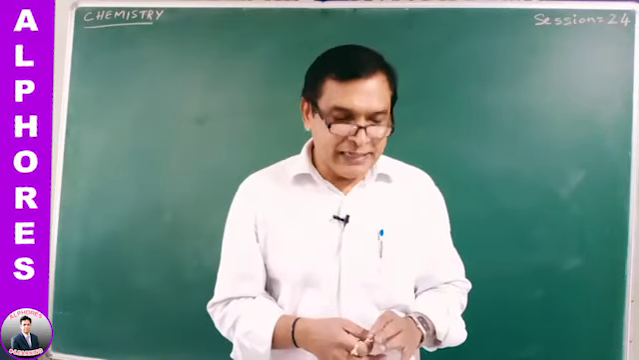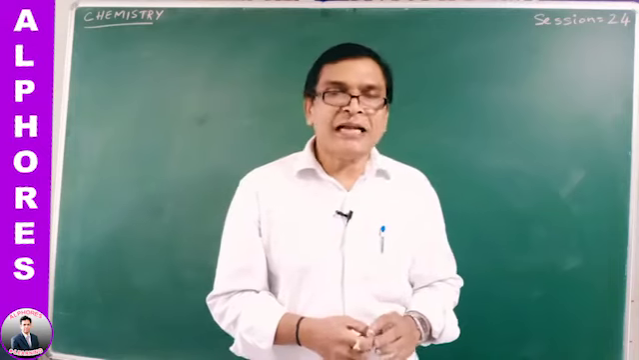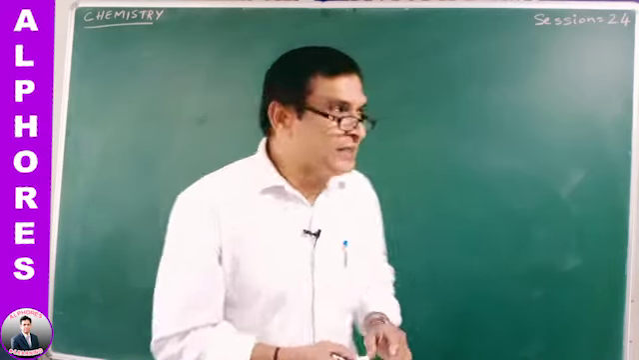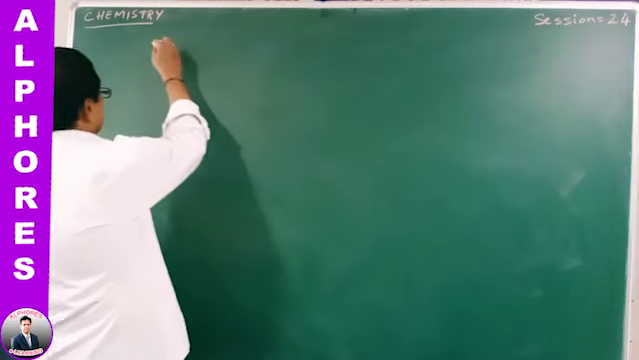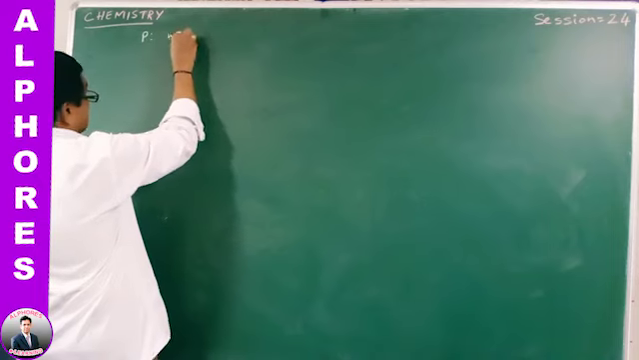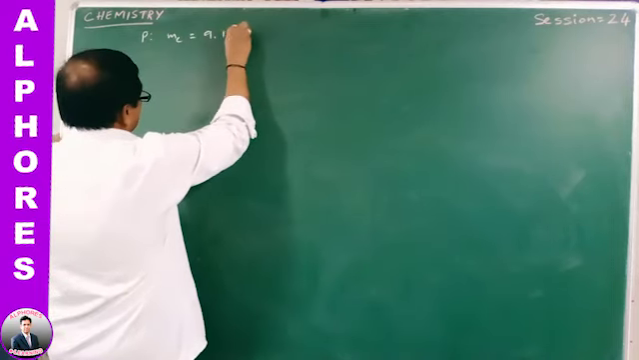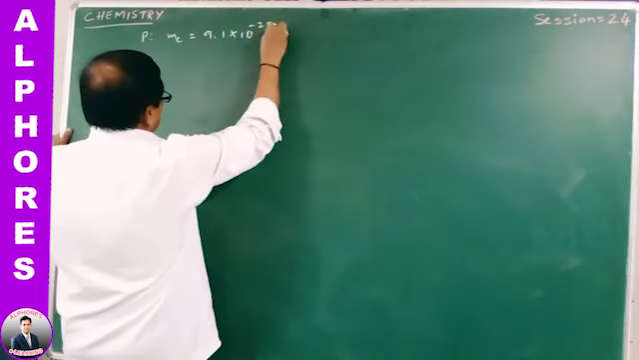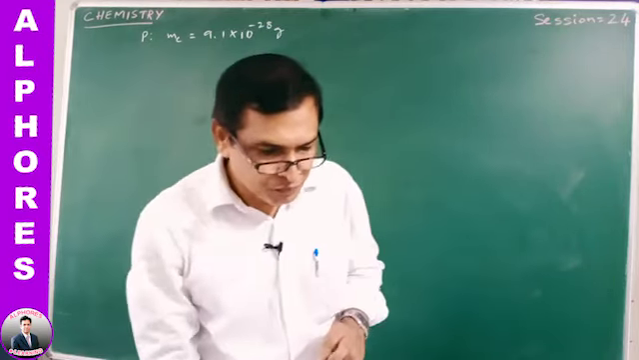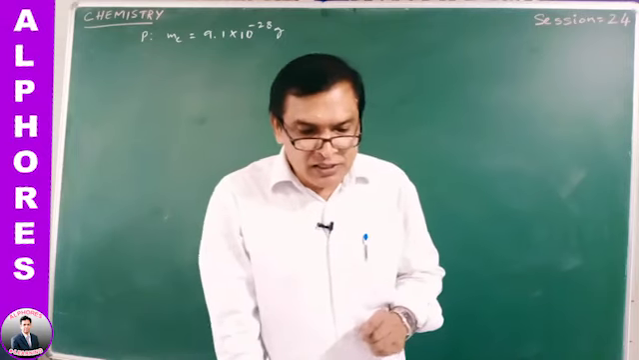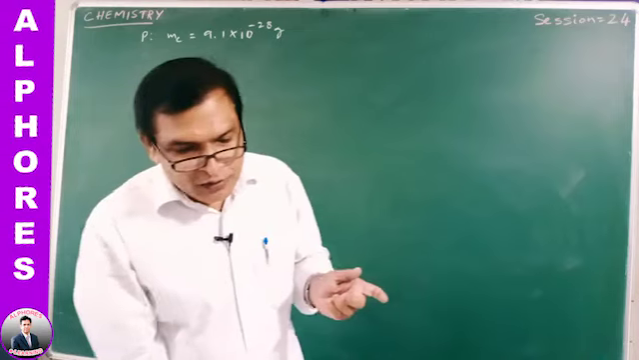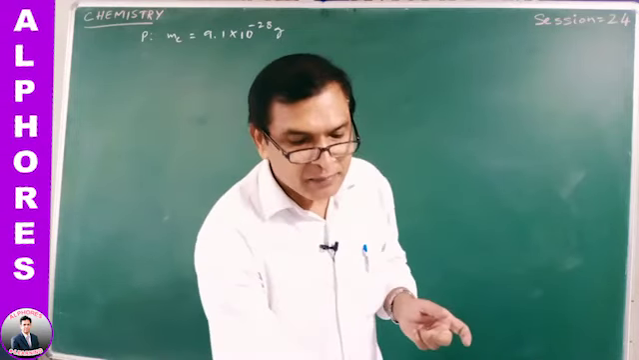Okay, now let us note the numerical. The problem is: the mass of an electron is 9.1 into 10 to the power minus 28 grams. Mass of the electron is given. The uncertainty in the velocity is equal to 2 into 10 to the power minus 3 centimeters per second.